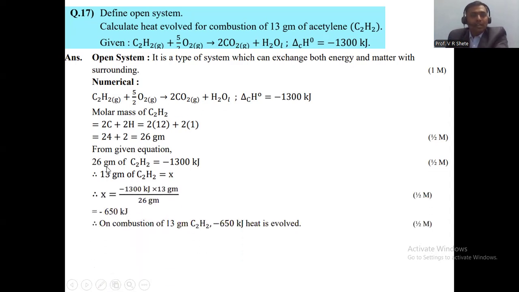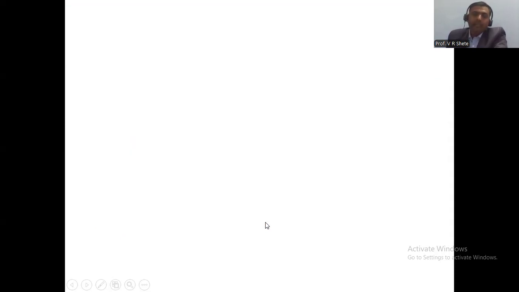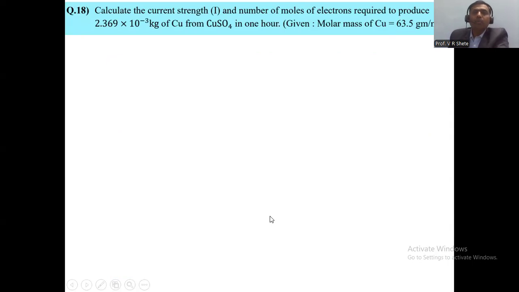In this numerical, 26 gram of ethyne will produce minus 1300 kilojoule, then how much will 13 gram produce? Just make it cross multiplication. 13 multiplied by minus 1300 divided by 26, you will get minus 650. It means that on the combustion of 13 gram of substance, you will get minus 650 kilojoule heat evolved.